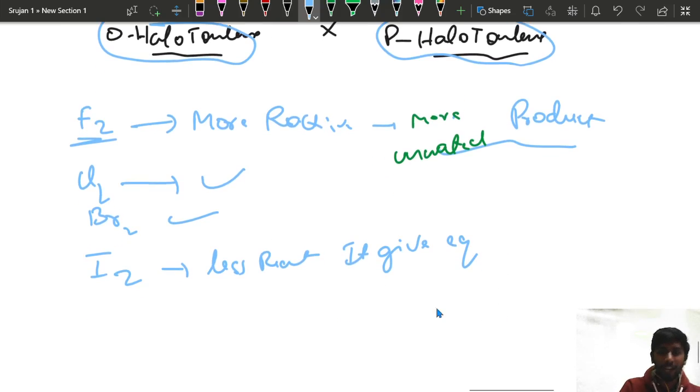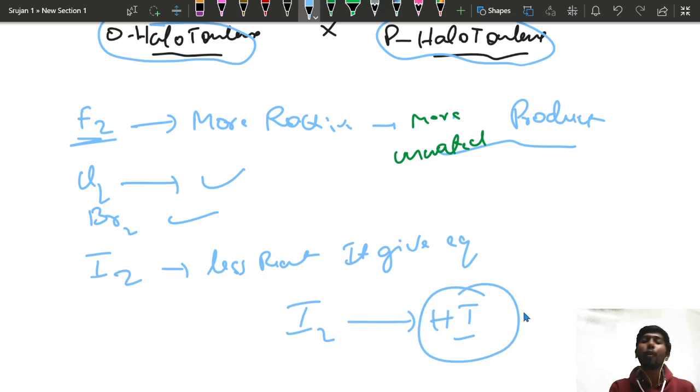What happens is, when you treat this with I2, it gets converted into hydrogen iodide. It converts like this. Then what happens? You won't get a reaction. So your reaction will not be favored.